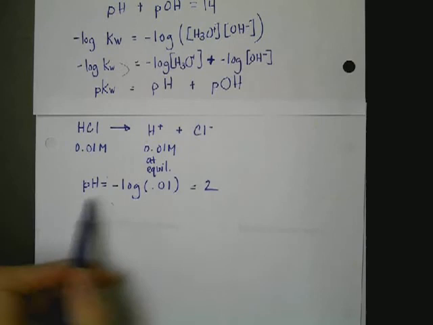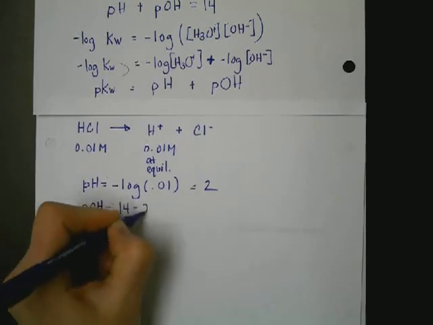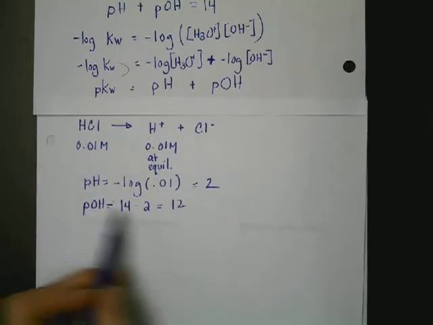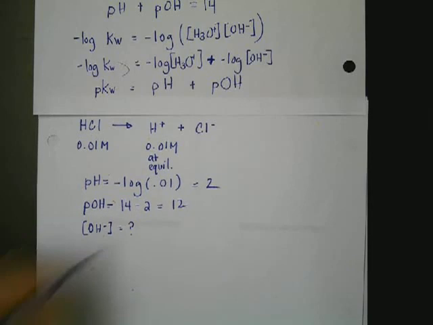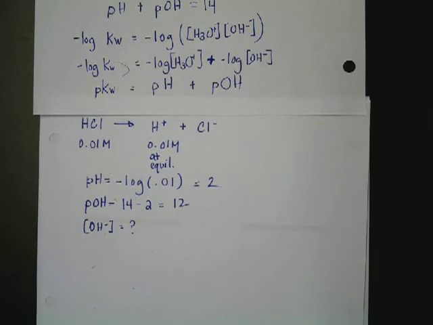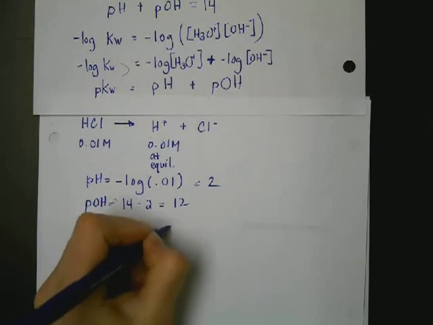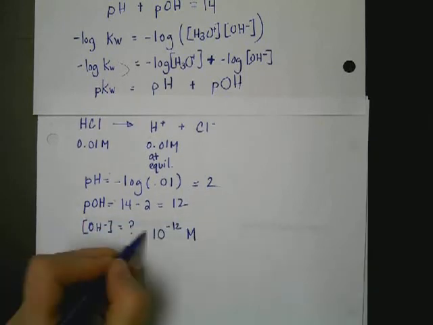Okay, if the pH is 2, what's the pOH? Good, 14 minus 2 equals 12. If that's the pOH, what is the hydroxide ion concentration? Go backwards. How do you go backwards? What's an inverse log? It's the exponent, right. So we're going to say 10 to the negative 12th molar is the concentration of OH minus.